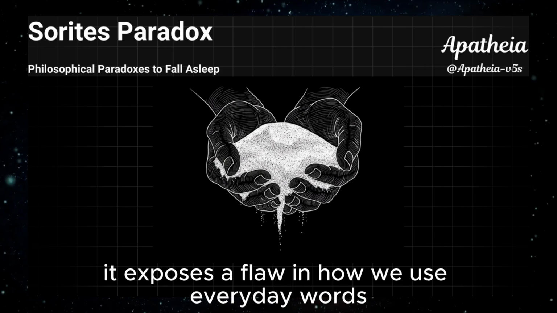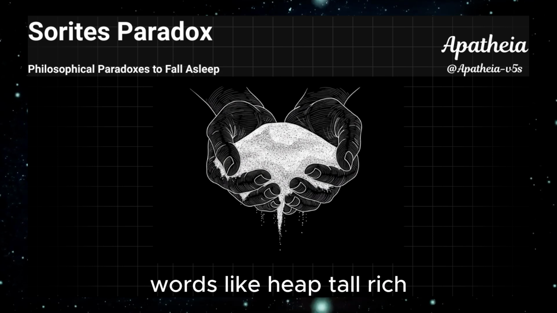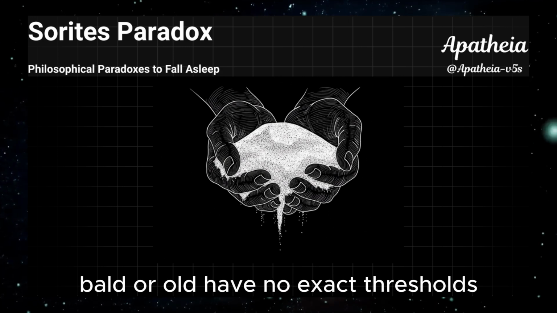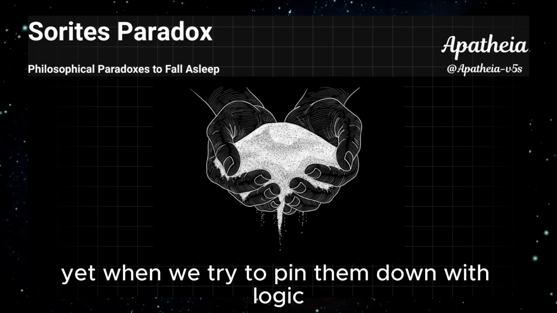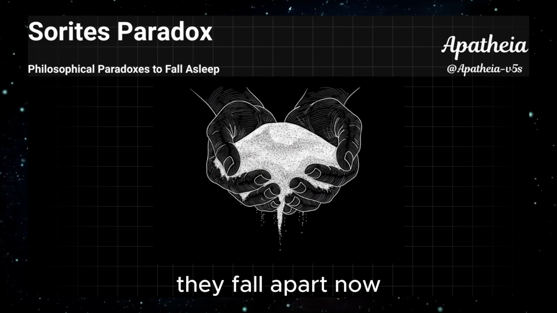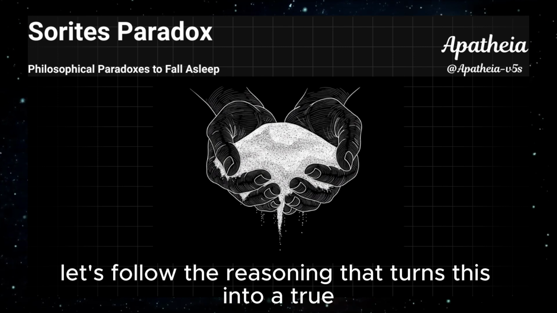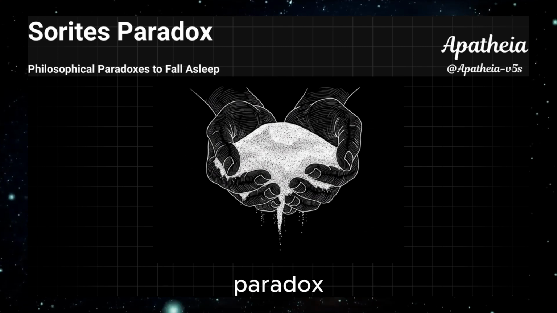It exposes a flaw in how we use everyday words. Words like heap, tall, rich, bald, or old have no exact thresholds. They're vague, fuzzy, and deeply familiar, yet when we try to pin them down with logic, they fall apart. Now, let's follow the reasoning that turns this into a true paradox.